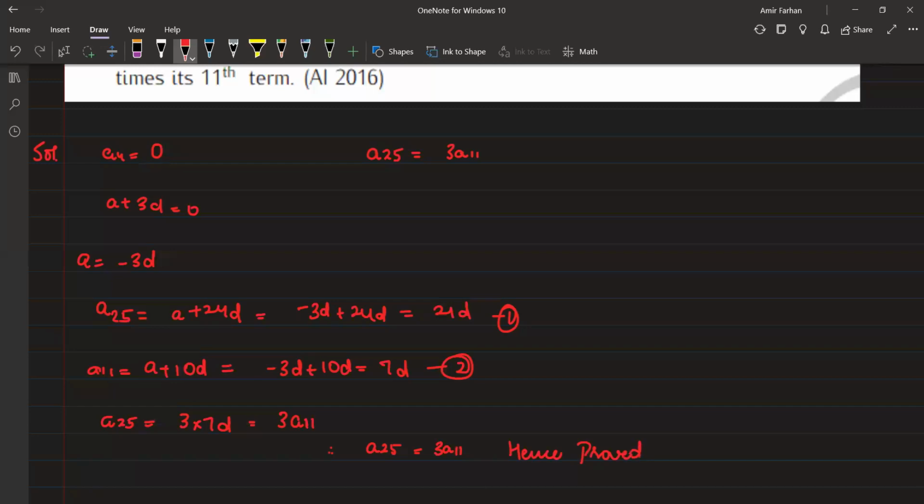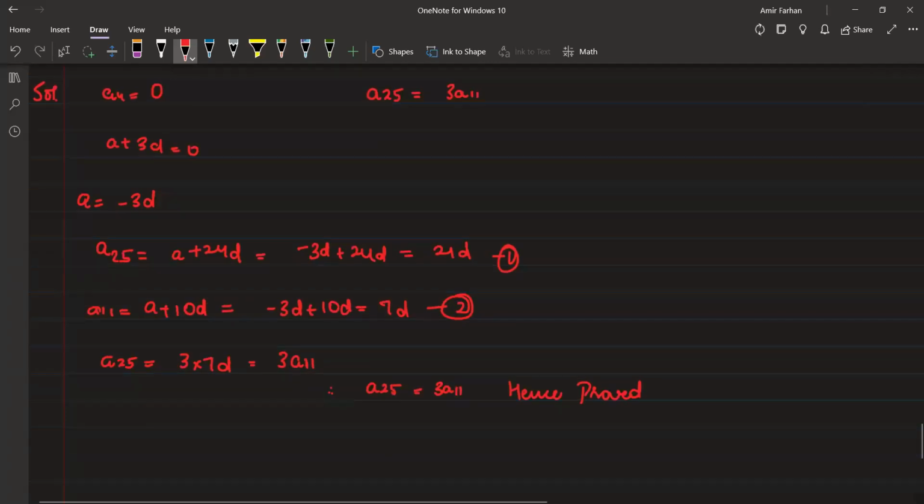No, sir, I didn't get it. Zainab, you can write 7D as A11. The value of A11 is 7D. That's how it is 3 times A11, because 7D is equal to A11. I've just put the value of A11 as 7D. Clear? Yes, sir, got it.